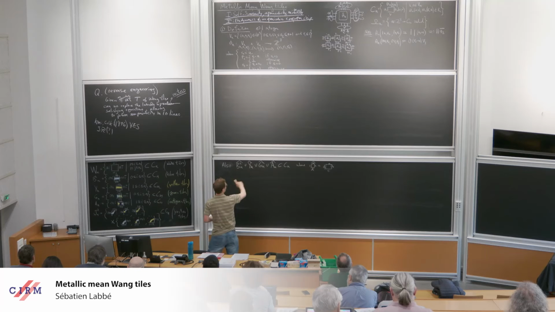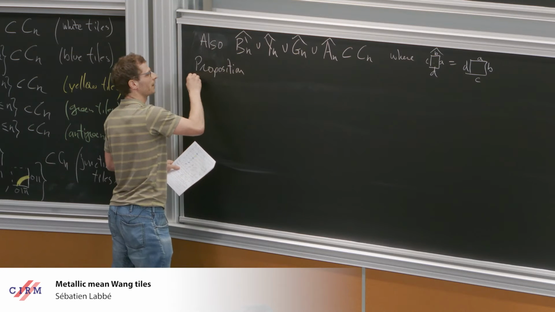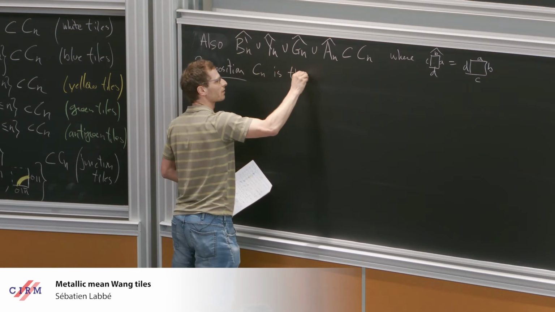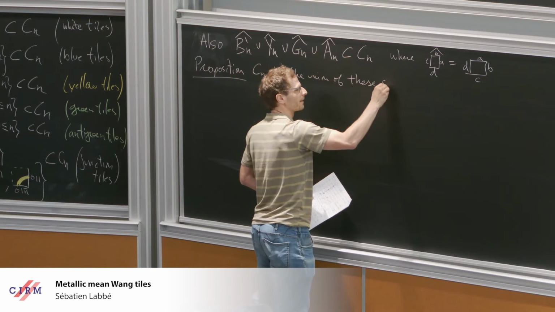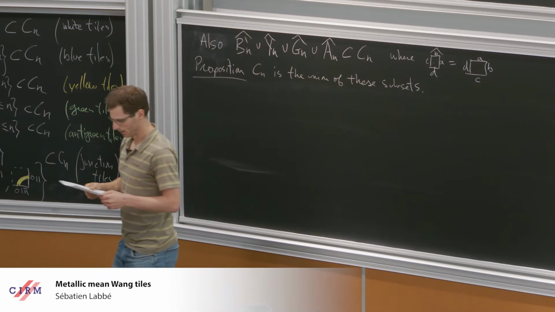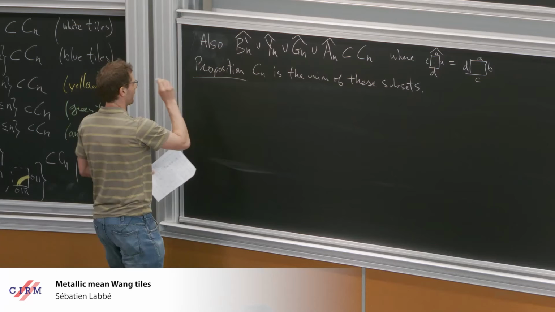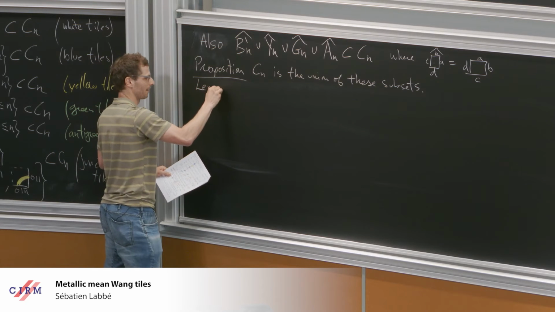So we have these, and nothing else. So Cn is the union of these subsets. So just a case analysis, and okay, we have done all of the cases. That's it. And then we will go towards the previous questions.